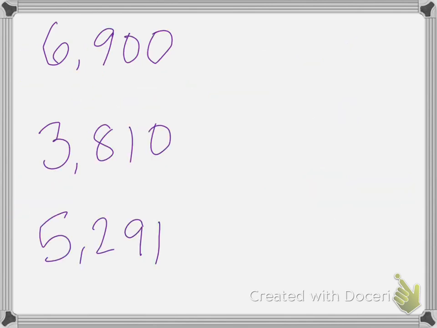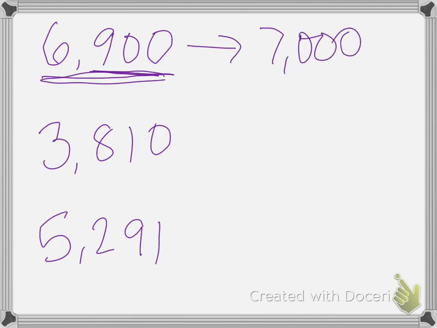Okay, all right. What about 6,900? Well, if we look at 6,900, I know that 900 is more than half of 1,000, which is 500. So it's more than 500. Okay, so in this case, 6,900 is closer to the number 7,000. So I'm going to round it to 7,000.